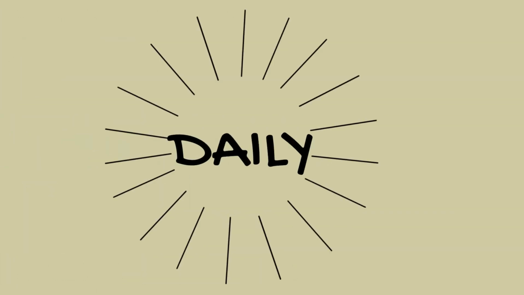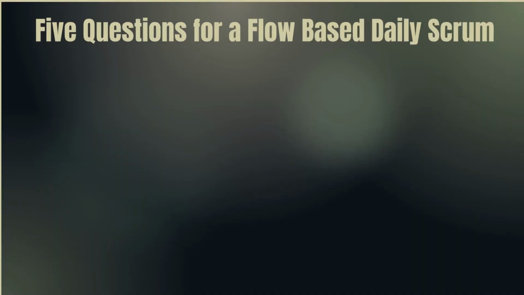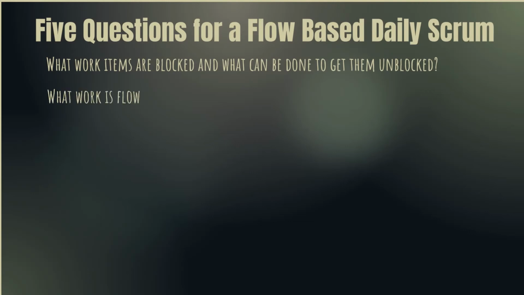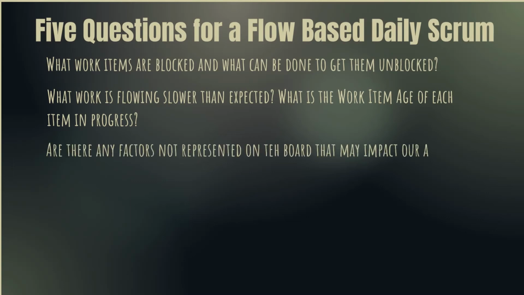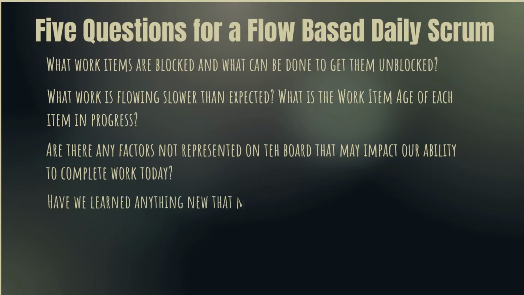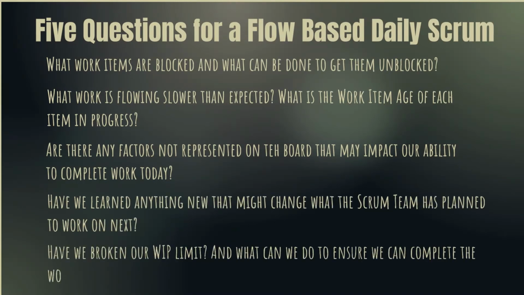Daily Scrum centers around the team doing everything they can to maintain consistent flow, considering the following 5 questions. What items are blocked and what needs to be done to unblock them? What work is flowing slower than expected, which reviewing work item age can help with? Is there anything not represented on the board that will impact our ability to complete work today? Have we learned anything new that might impact the team's plan? And have we exceeded our designated work in progress limits, and what can we do to ensure that we complete the work in progress?